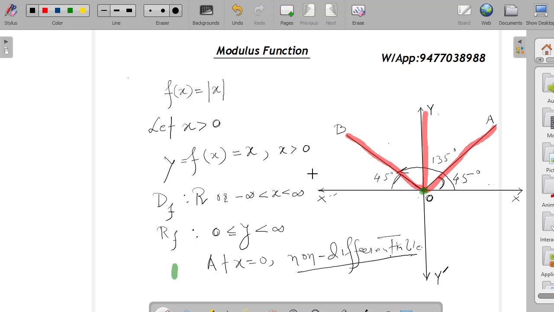So by drawing the graph of this function, we could find the domain, range, continuity, and we could also see where the graph is non-differentiable. So in this way we could take the help of the graph to find the domain, range, continuity, and differentiability of the function, to check all these things.